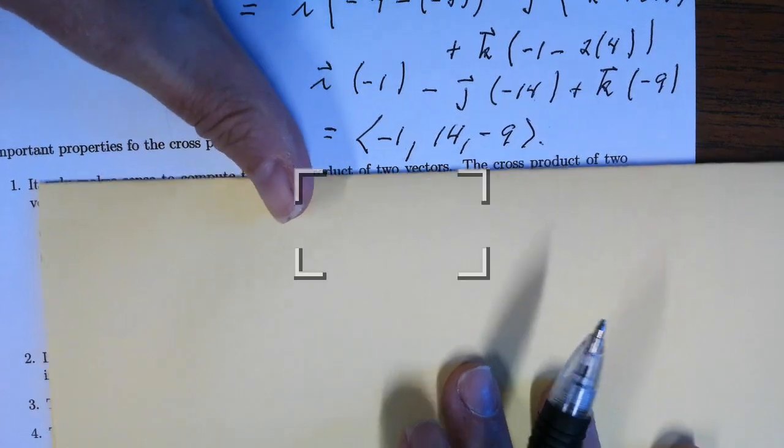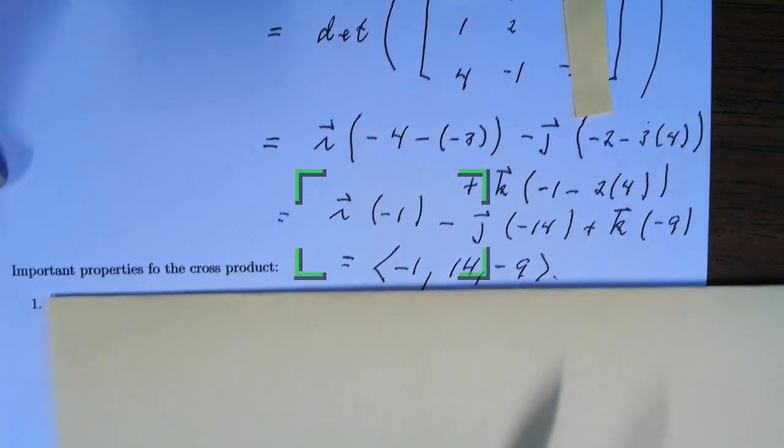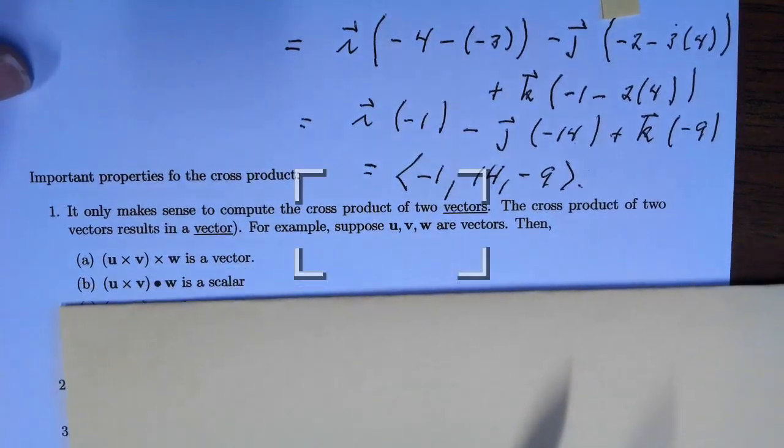Now I should point out that the cross product using this method is still quite tedious, and I'll leave it to you perhaps to learn how to compute the cross product of two vectors on Mathematica, or Wolfram Alpha will do it quite easily as well. So here are some important properties of the cross product.